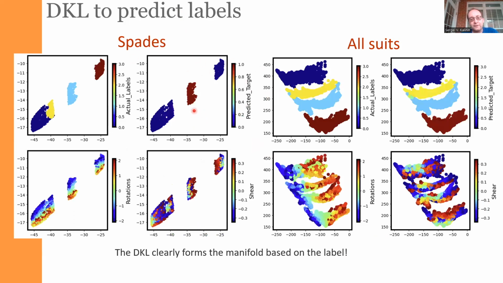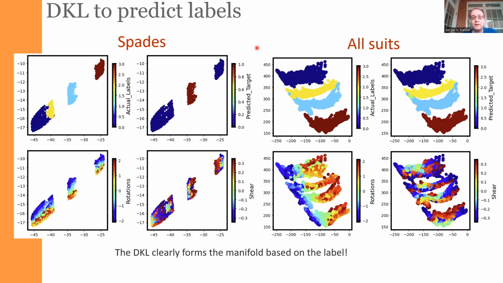So again, it works nicely. Notice that now if we do the spades, it puts it in the center of the latent space and other suits are kind of outside. Again, we kind of see a little bit of the disentanglement of the rotation, but not so much for shear.